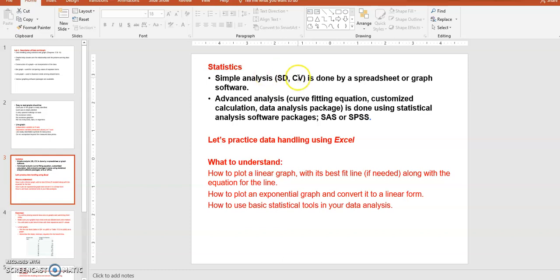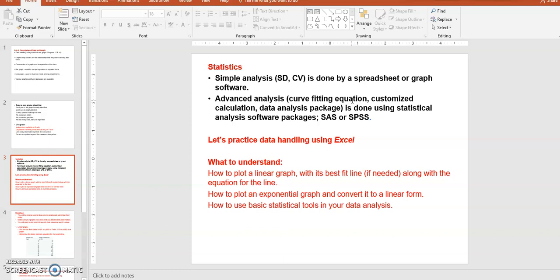Central tendency of data points will be shown by these values, right? You can add those values in your graph as well. Advanced analysis like the curve fitting equation, R-squared value, and linear best fit line can also be plotted.